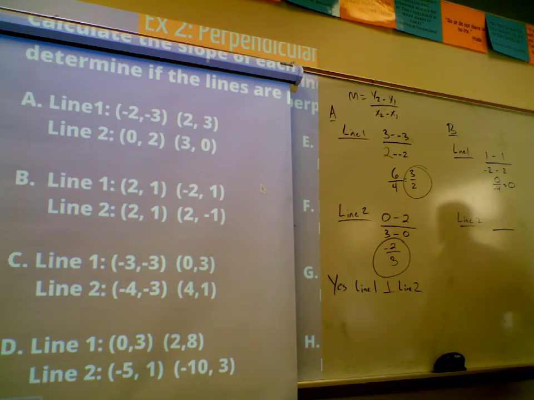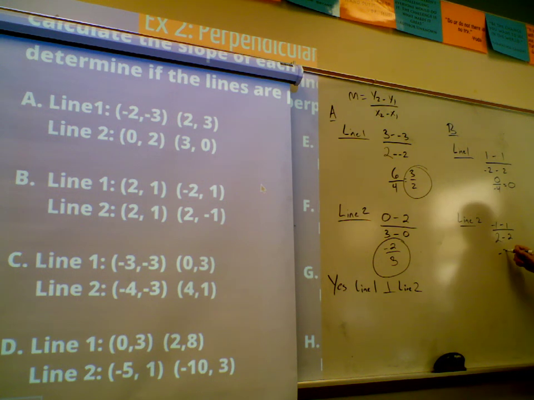What's y2? Negative 1. What's x2? 2. What's y1? 1. What's x1? 2. So we end up with negative 2 on top and 0 on bottom. So this is undefined.